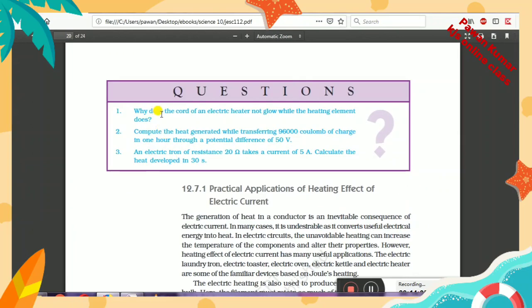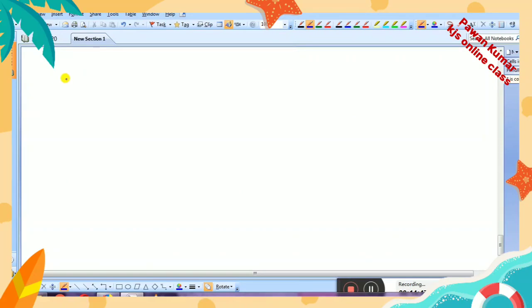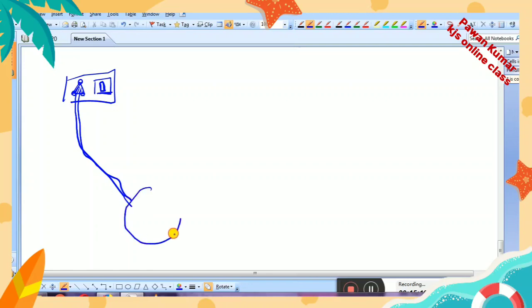Now in this exercise: why does the cord of an electric heater not glow while the heating element does? Children, understand what the question is. This is your electricity board and this is the switch. Here you connected one electric heater, and its wire is coming down like this. This is the electric heater here.